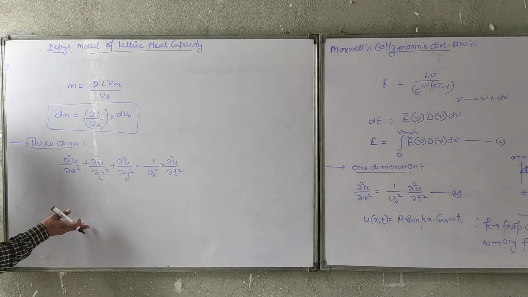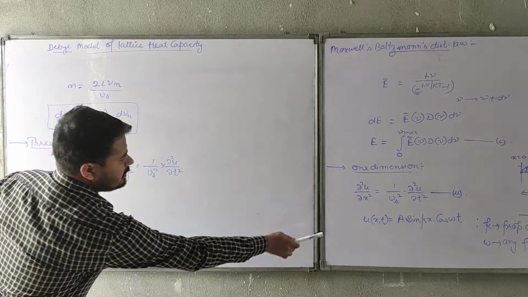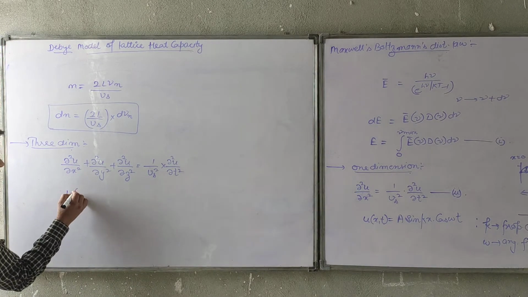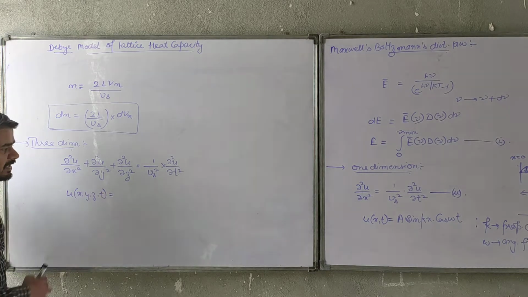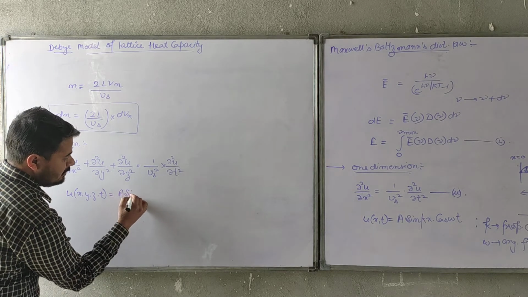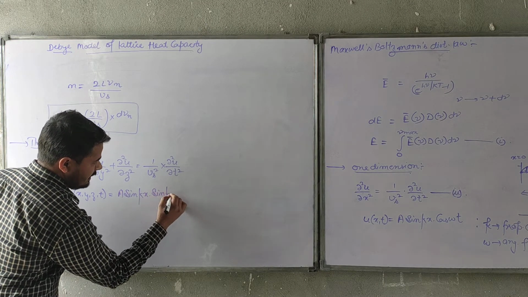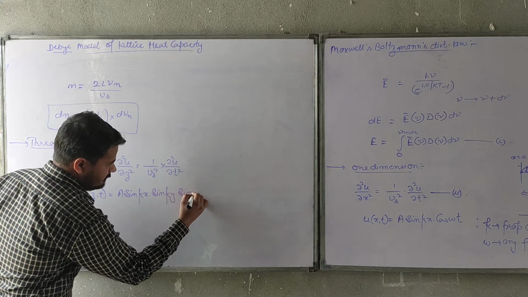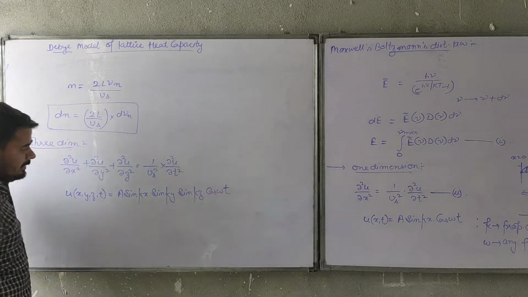That's why the solution of this kind of wave, again from this you can write, that is u of x comma y comma z comma t equals to a sine of kx sine of ky sine of kz into cos of omega t.